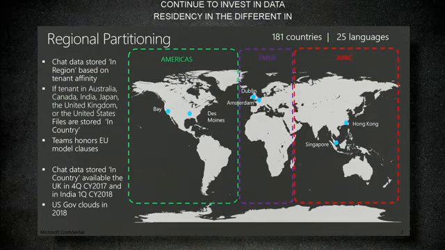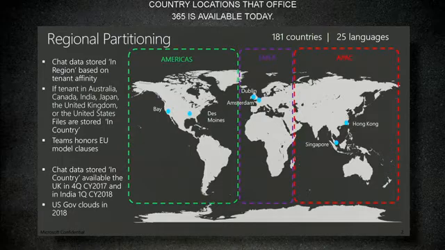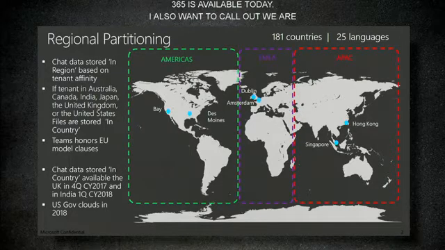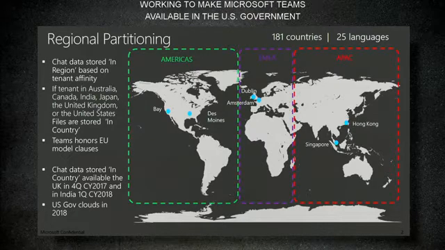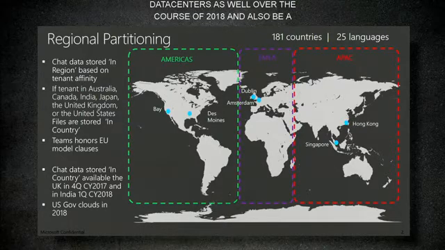I also want to call out, we are working to make Microsoft Teams available in the US Gov data centers as well over the course of 2018, and also be a part of the G SKUs. So that's underway, and as a part of that we go through the FedRAMP audit, et cetera.